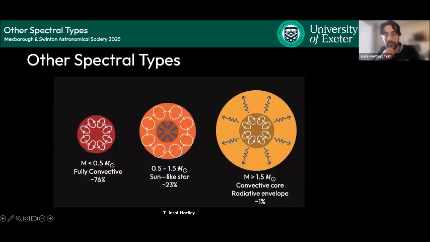So we'll move on a little bit now. I've talked about sun-like stars, which have this structure of a radiative region in the middle and a convective envelope around the outside.